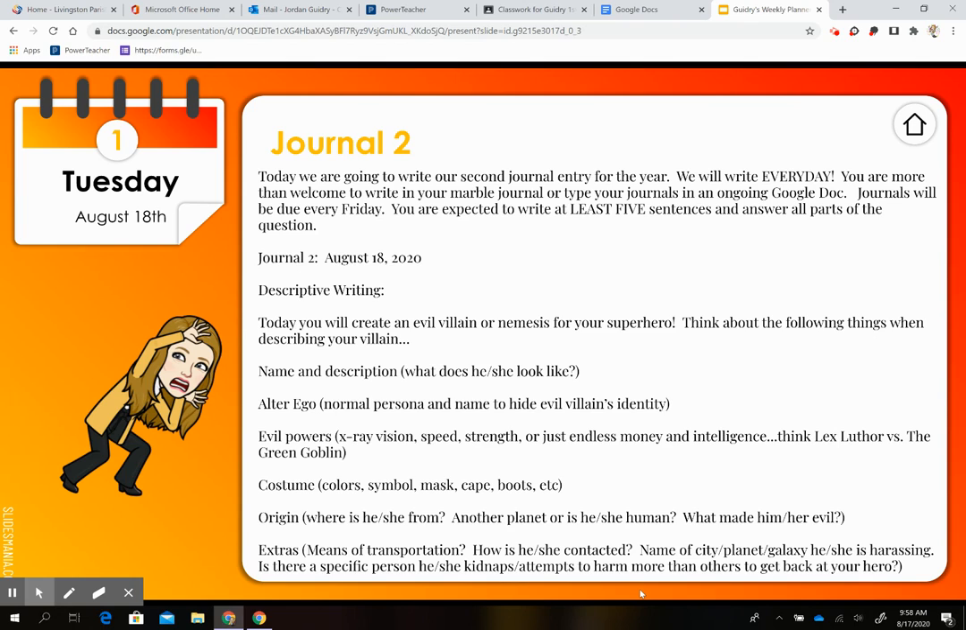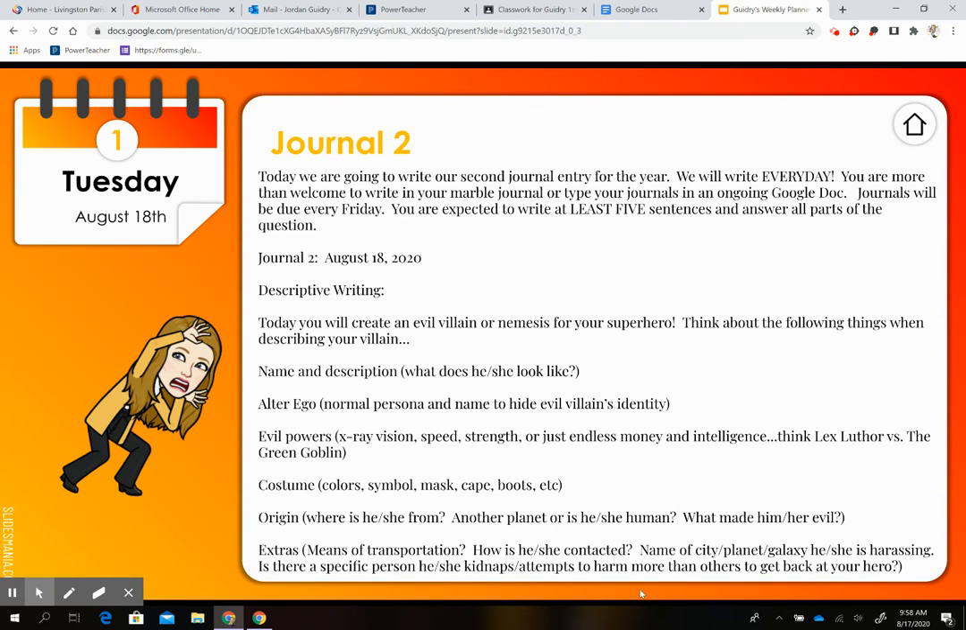These are things like means of transportation. How does your evil villain get around? How is he or she contacted? If there are other villains, how do they get in touch with them? Possibly, do they have a calling card? Like the Riddler always leaves a riddle, or the Joker leaves the Joker card from the deck of cards.